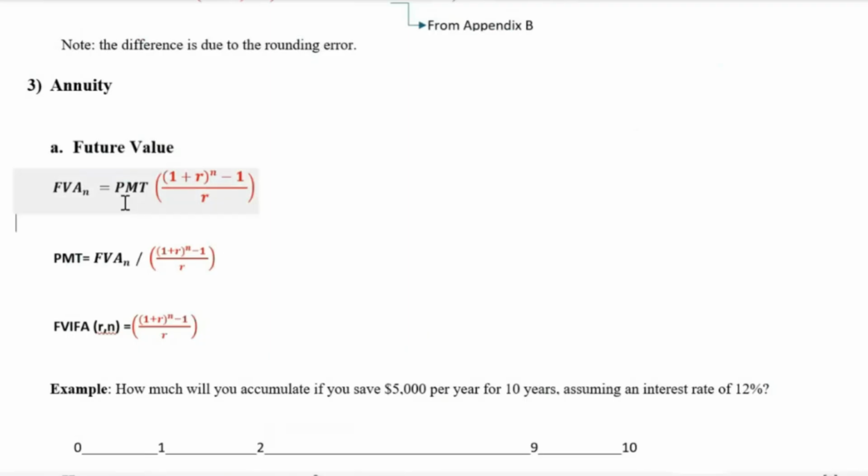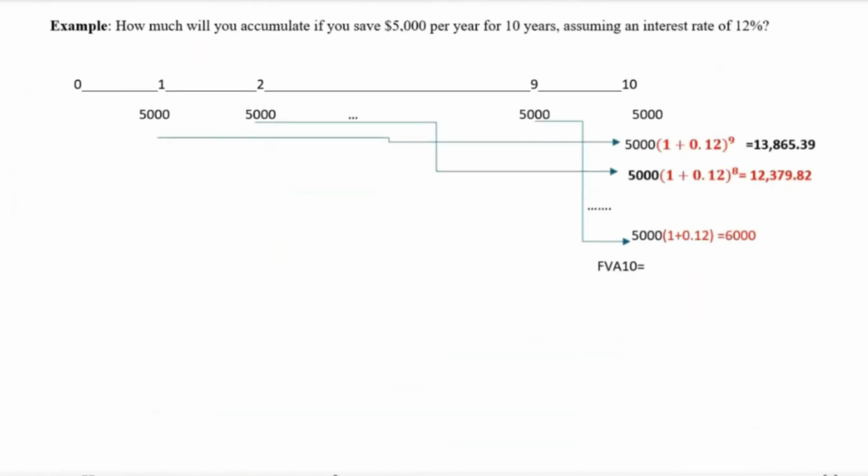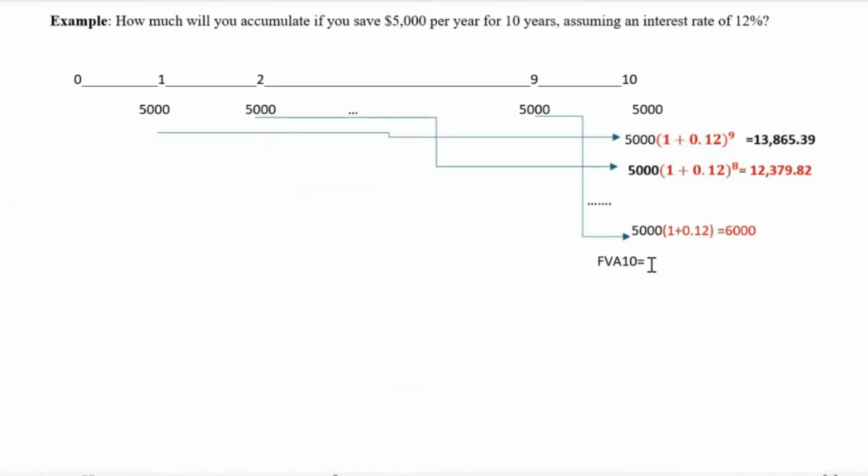Because annuities are often associated with mortgage payments, PMT here is short for payment. We often use PMT to represent the size of the annuity. R is the interest rate, N is how many cash flows. This is the future value annuity formula. So doing this one by one is equivalent to doing this here.